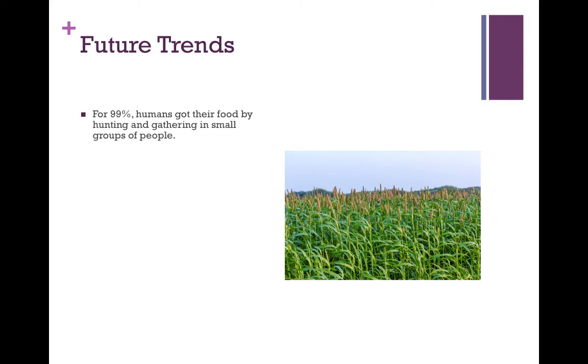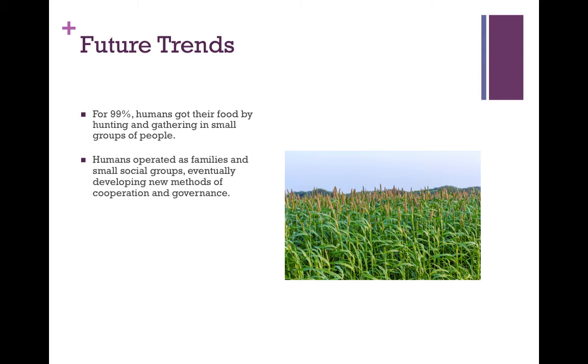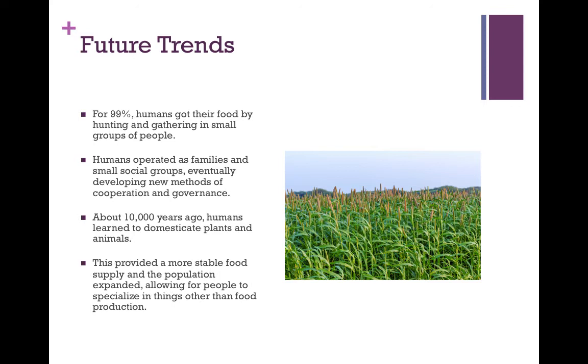For 99% of their history, humans got their food by hunting and gathering in small groups of people. Humans operated as families in small social groups, eventually developing new methods of cooperation and governance. About 10,000 years ago, humans learned to domesticate plants and animals. This provided a more stable food supply, and the population expanded, allowing for people to specialize in things other than food production.